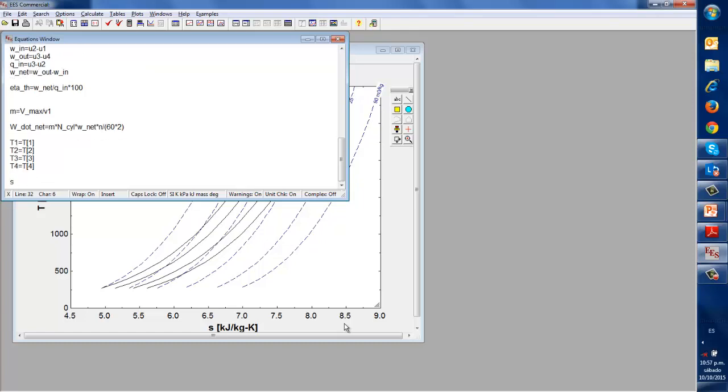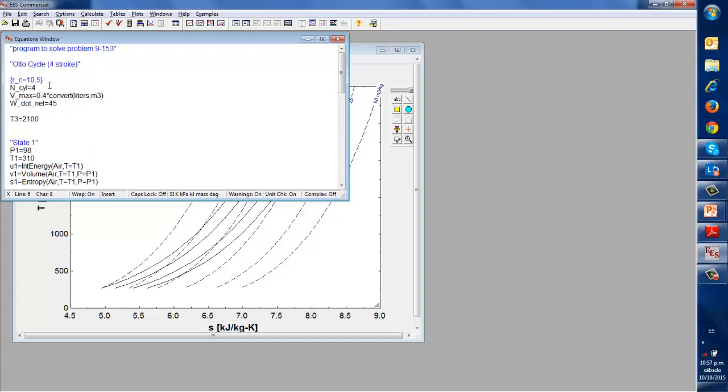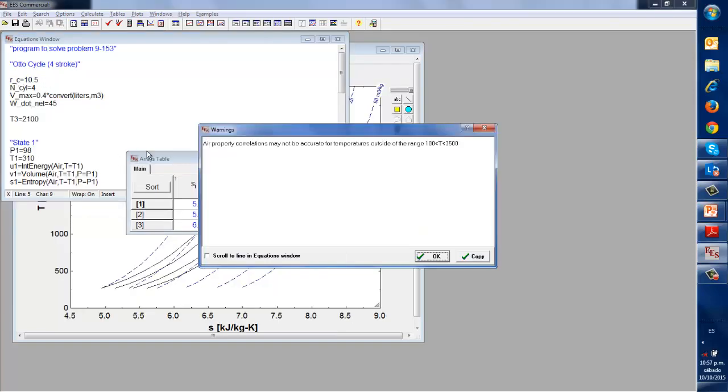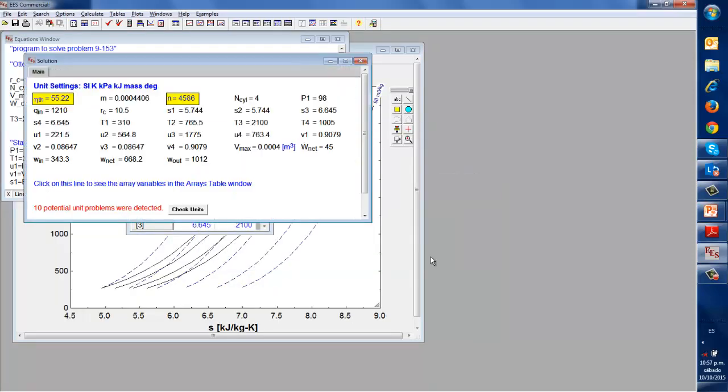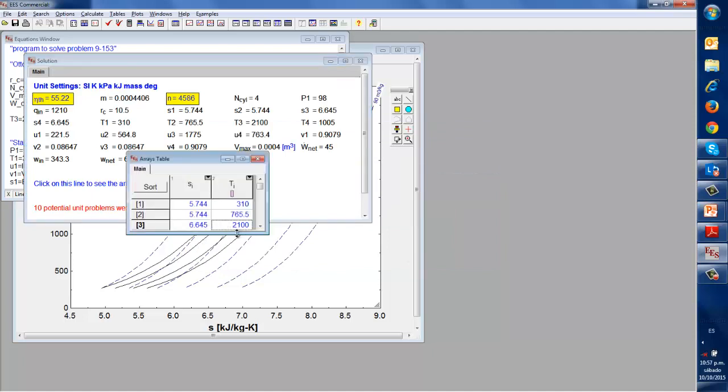We can do the same thing for S. S1 equals S1, S2 equals S2, S3 equals S3, and S4 equals S4. So if I press F2 again, I need to take out the comment, otherwise it will not solve it. I notice I have a new table, which is an array table. So I can overlay this plot.